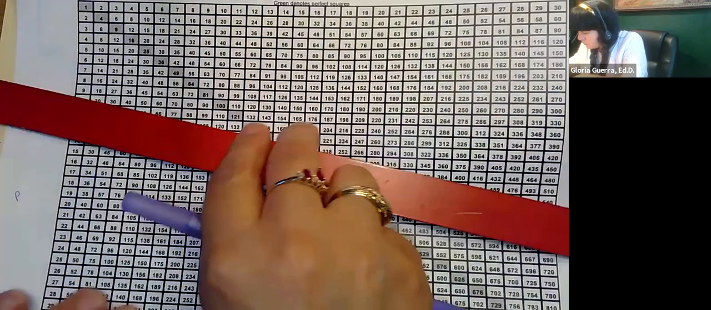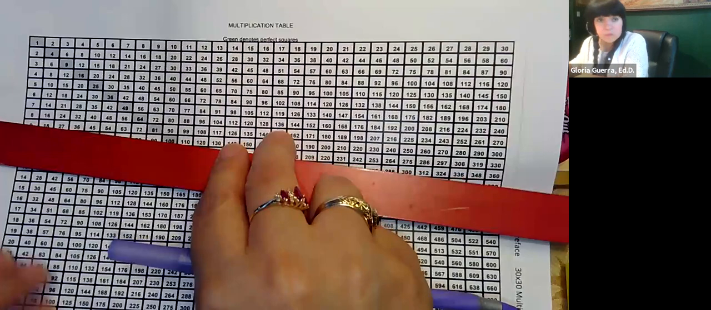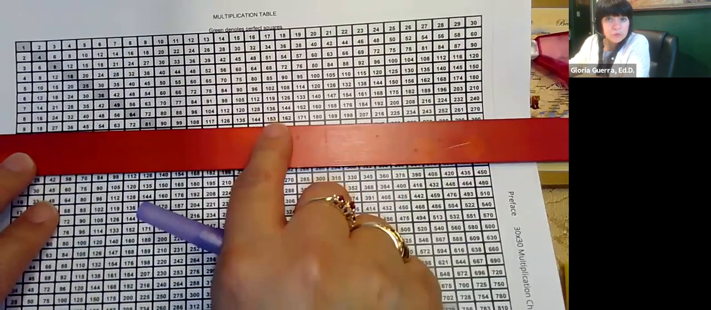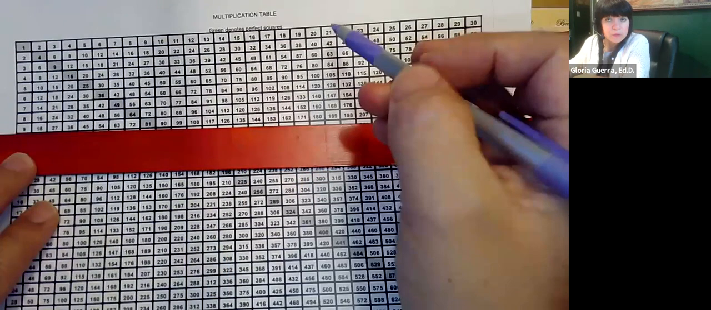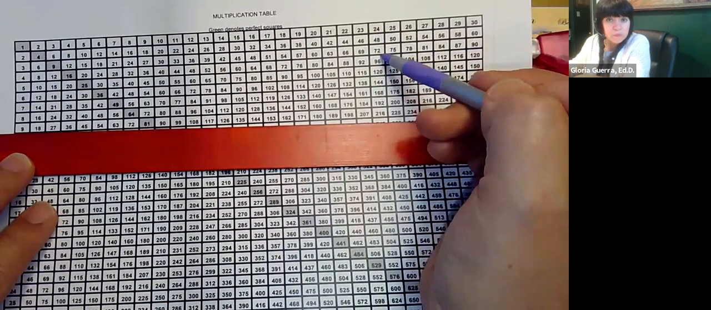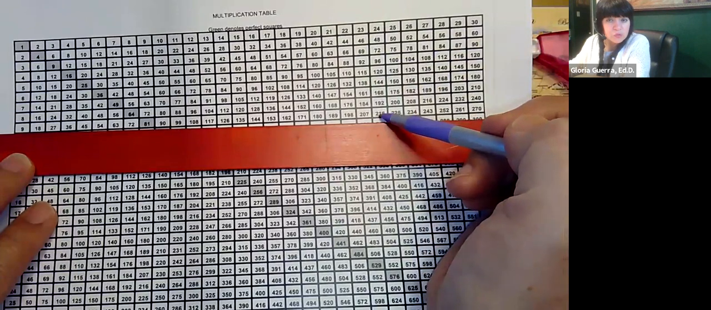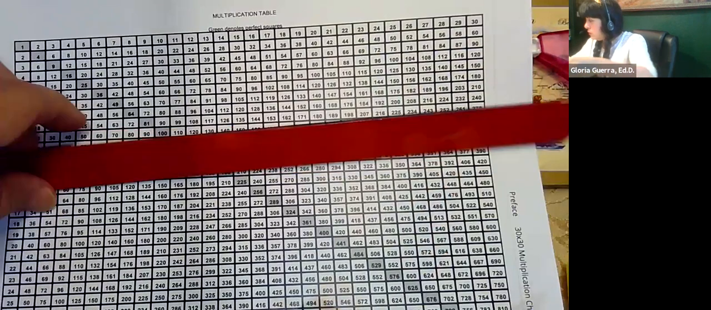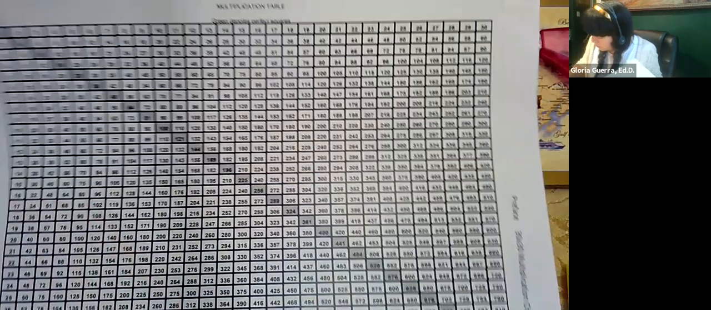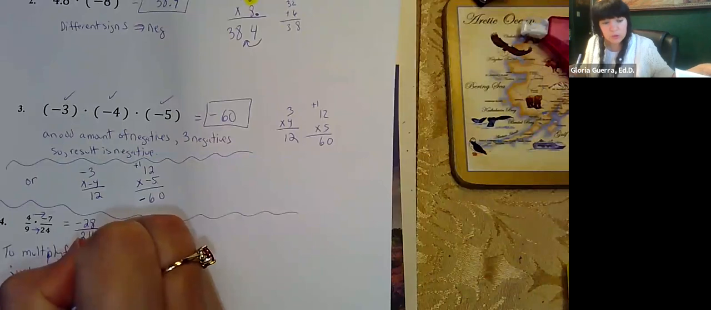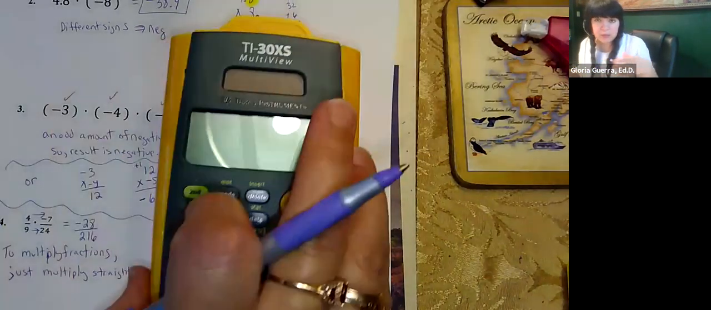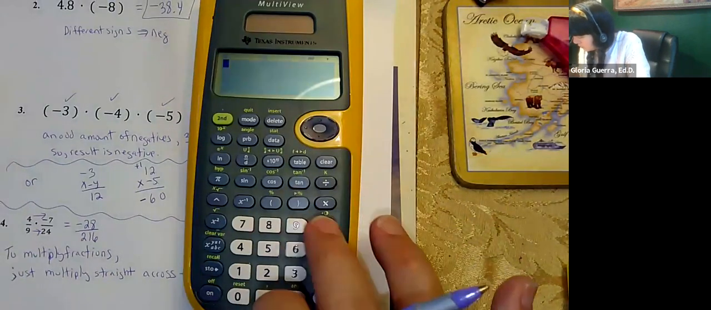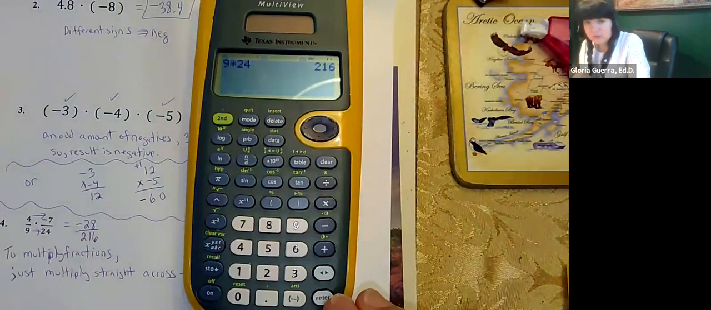9 times 24. So here's 24. It looks like it's 216. Looks like it's 216. Okay. And then of course, you could use your calculator too, because technically that is on your chart, right? It's on your 30 by 30 chart. So I double check 9 times 24 is 216.